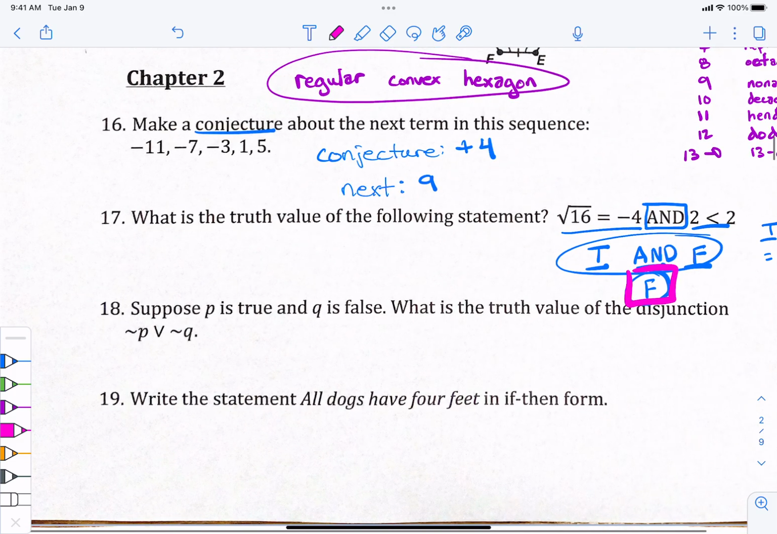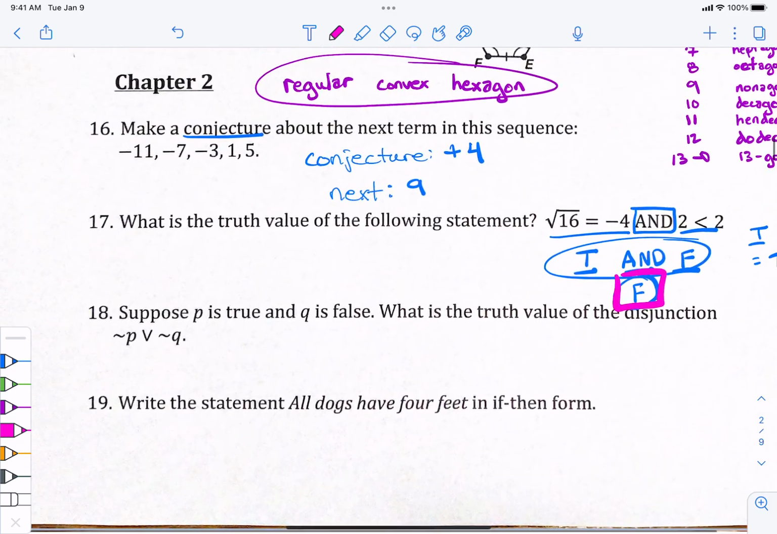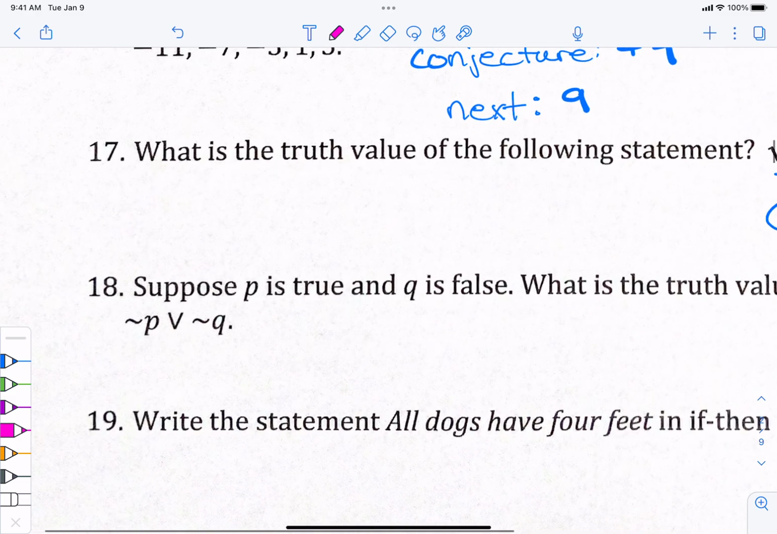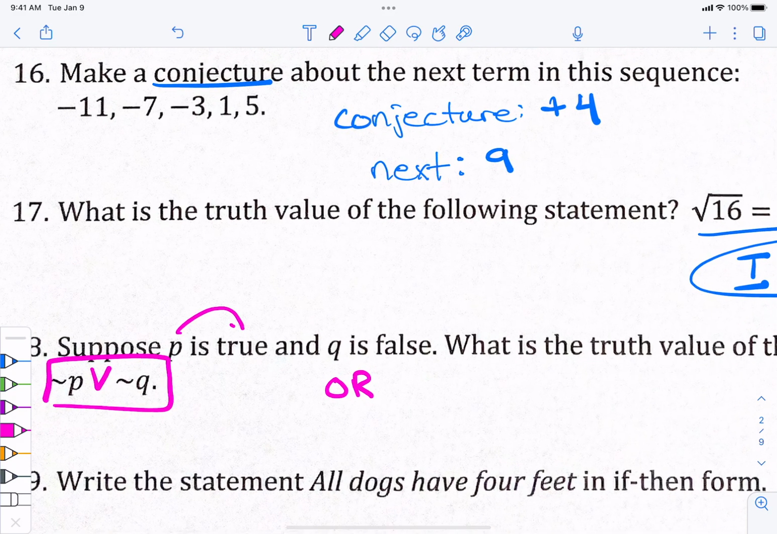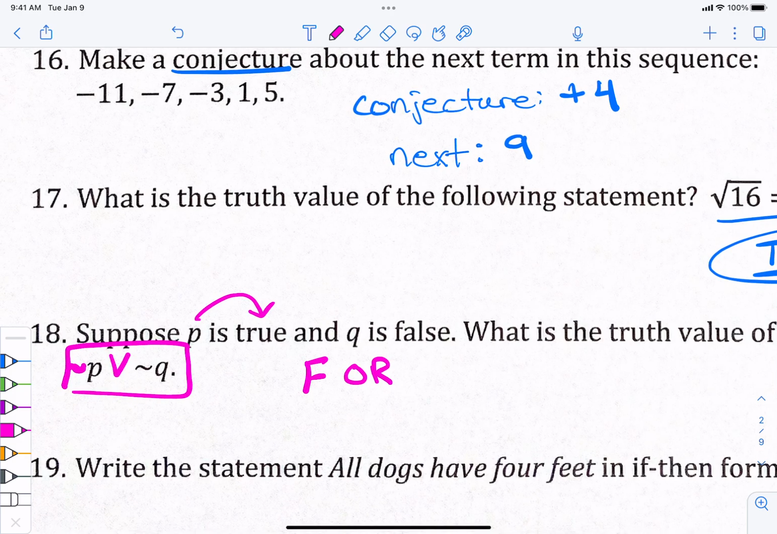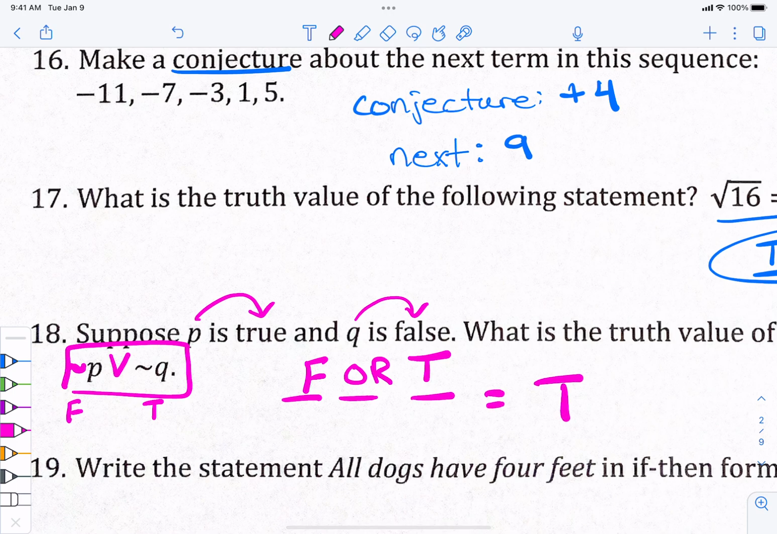Okay. Suppose P is true and Q is false. What is the truth value of this thing right here? Let's talk about what this means. What does the V mean? The V means or, all right? If P is true, what does this little squiggle mean? Opposite, okay? So not P would be false, and Q is false, so not Q would be true. So false or true. Is the whole thing true? It totally is. That's like the example we just did. There you go, number 18. Got it? Questions about that?